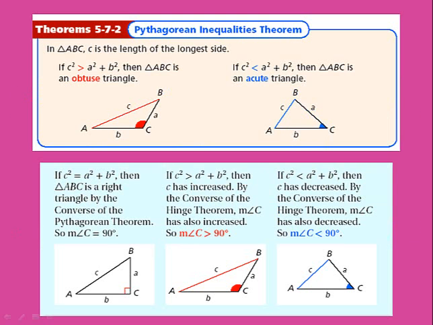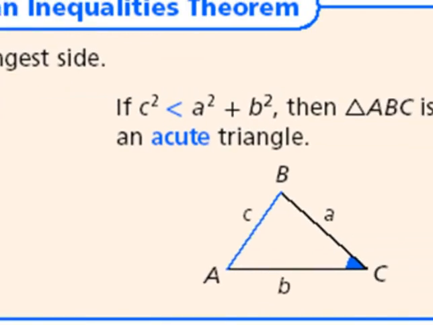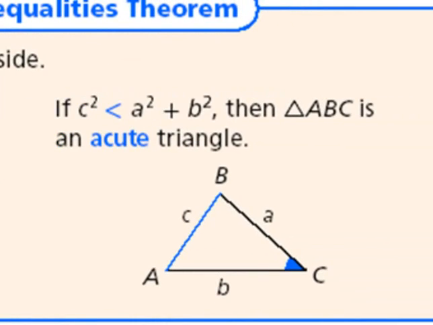Now we do have Pythagorean inequalities. This is our Pythagorean inequality theorem, where it's not always going to equal the length of the hypotenuse. If you look at the side on the left, it says if c squared is greater than a squared plus b squared, then you have an obtuse triangle. The other inequality theorem says that if c squared is less than the sum of a squared plus b squared, then you will have an acute triangle.